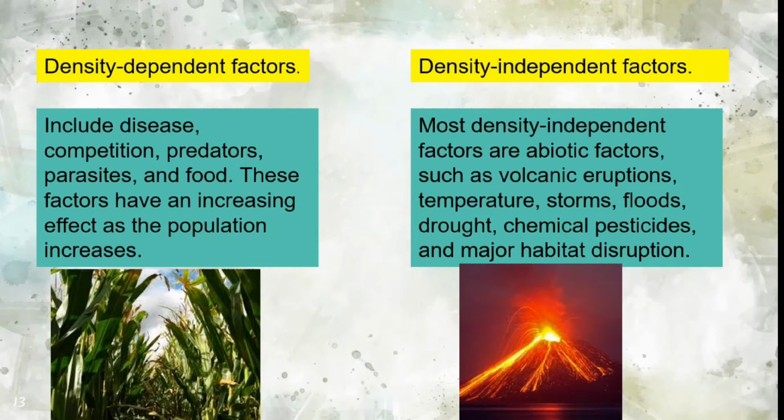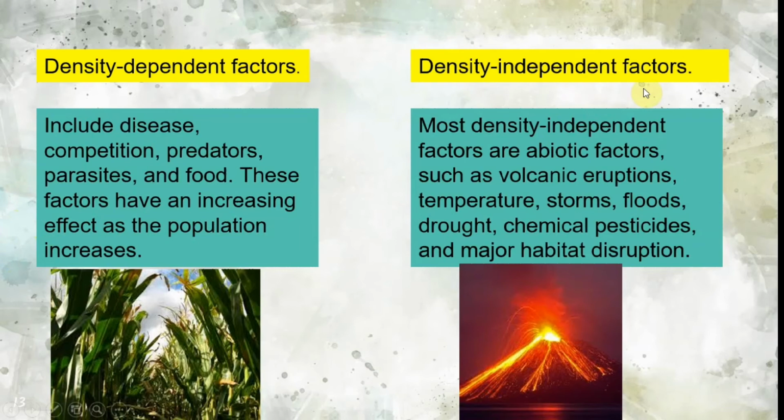Ecologists have identified 2 kinds of limiting factors that are related to dispersal: density-dependent factors and density-independent factors. So let's start with density-dependent factors. They include disease, competition, predators, parasites, and food. These factors have an increasing effect as the population increases. Disease, for example, can spread more quickly in a population with members that live close together. So, like in crops such as corn or soybeans, in which large numbers of the same plant are grown together, a disease can spread rapidly through the whole crop.